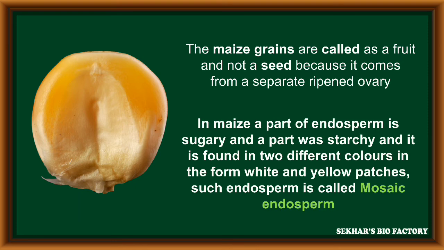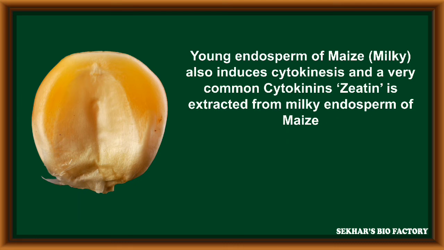In maize, a part of the endosperm is sugary and another part is starchy. It is found in two different colors, with some portions white and some portions yellow patches. Such type of endosperm is called mosaic endosperm. The best example for mosaic endosperm is maize seed. Young maize seed secretes some milk.